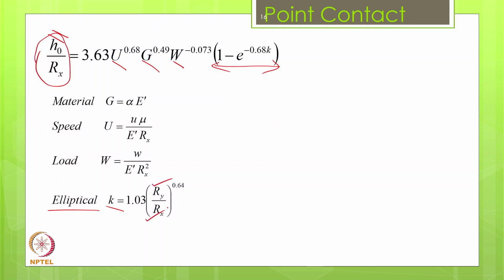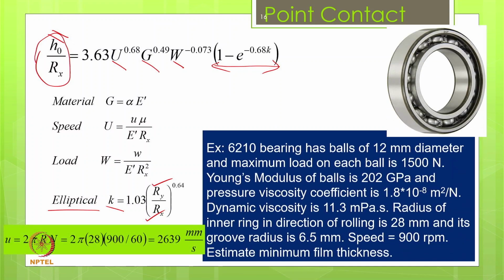To understand all this, let's consider one example. We are again considering a ball bearing, which is a 6210 ball bearing, which has a 12 mm diameter of the ball.